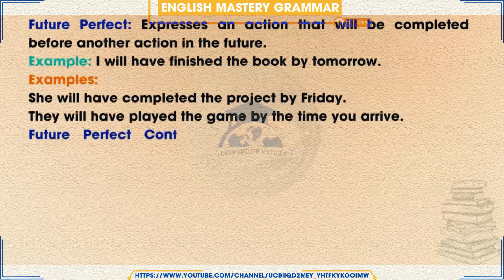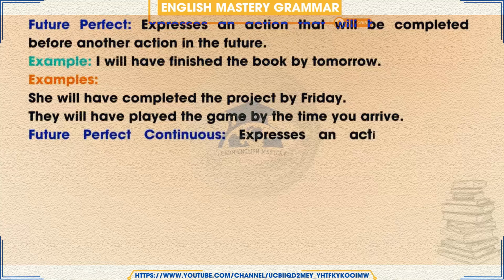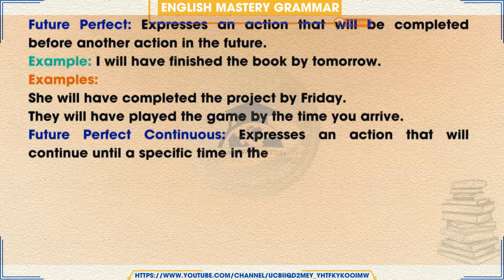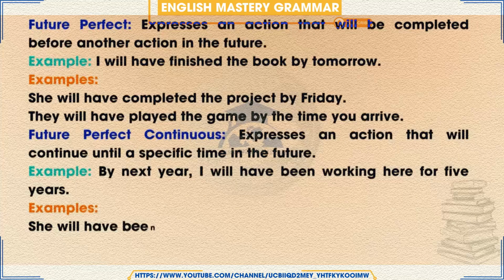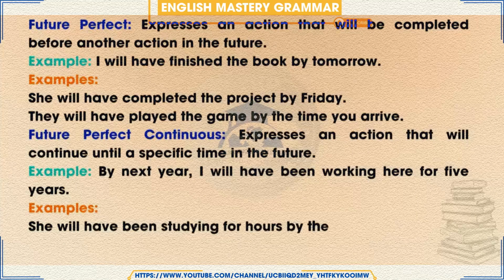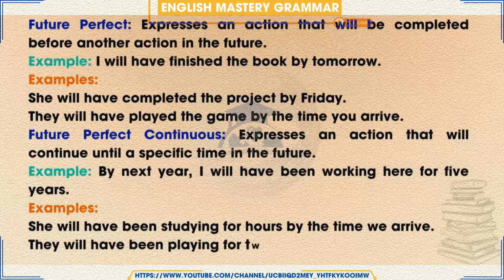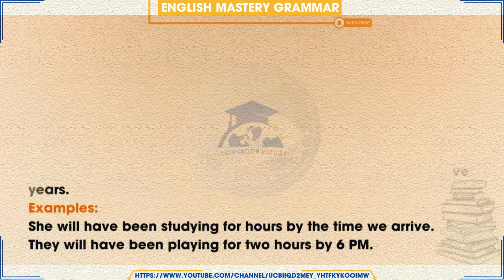Future perfect continuous expresses an action that will continue until a specific time in the future. Example: by next year, I will have been working here for 5 years. Examples: she will have been studying for hours by the time we arrive. They will have been playing for 2 hours by 6 p.m.